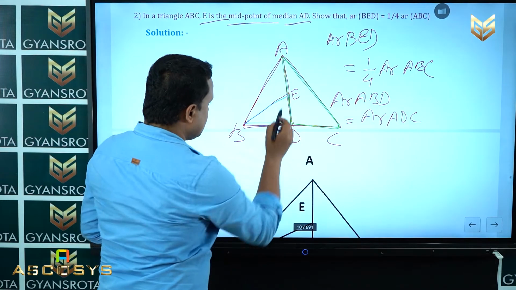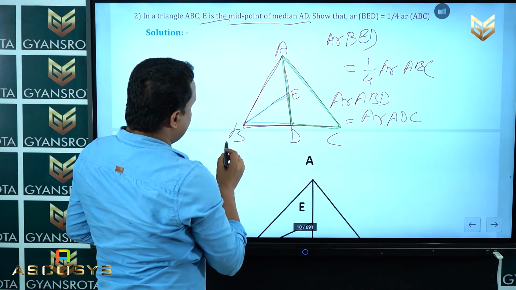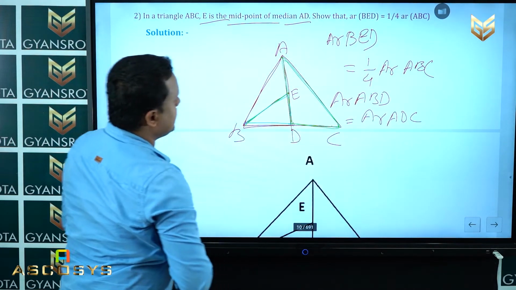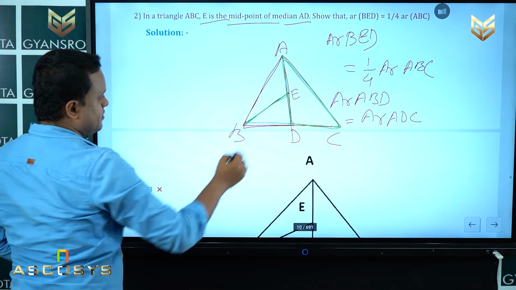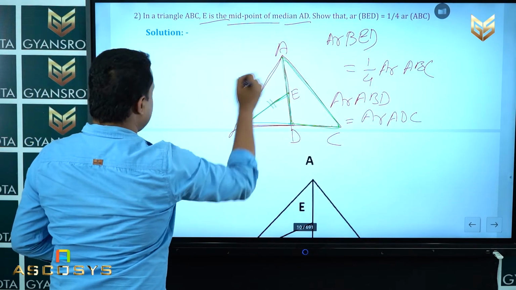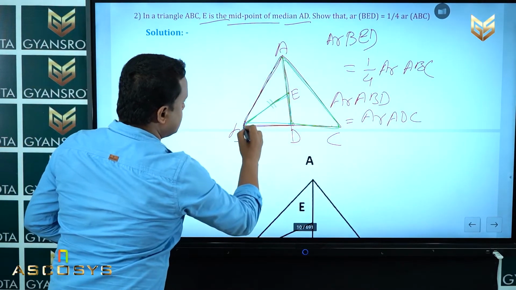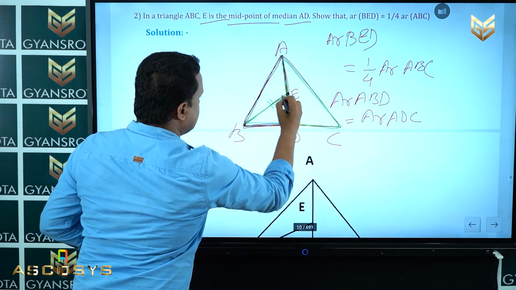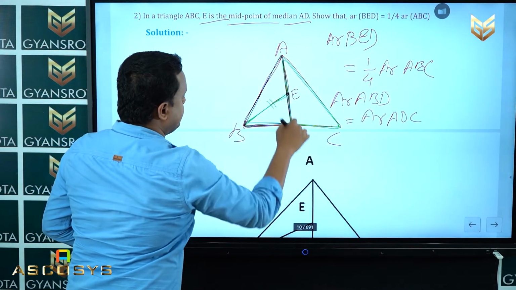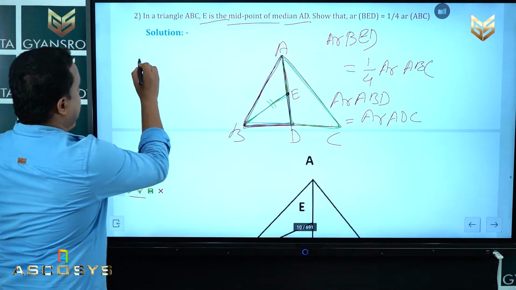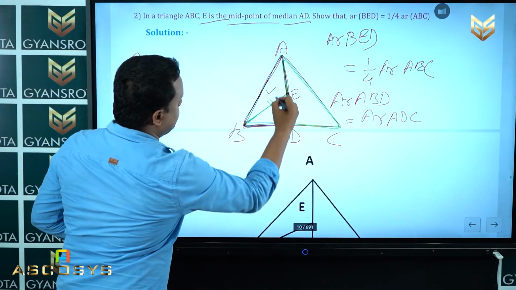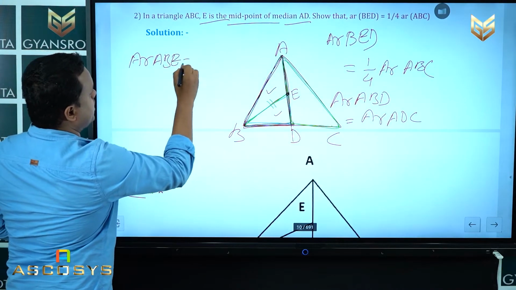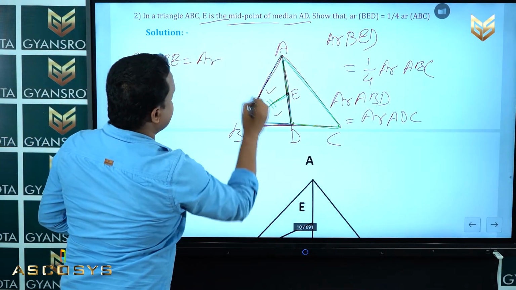Now, since E is the midpoint of AD, BE is also a median of this triangle ABD. So this triangle ABD, since E is the midpoint, BE is the median of this triangle. So, we can write that the areas of these two triangles are equal. Area of ABE is equal to area of BED.